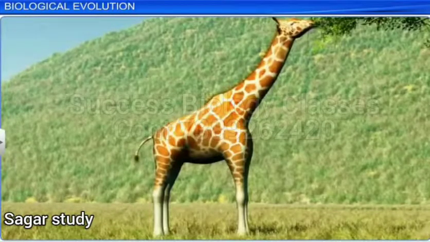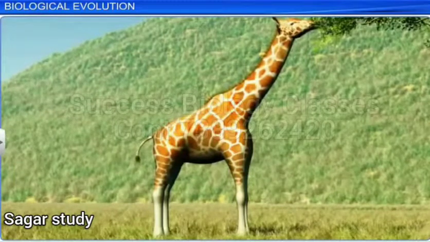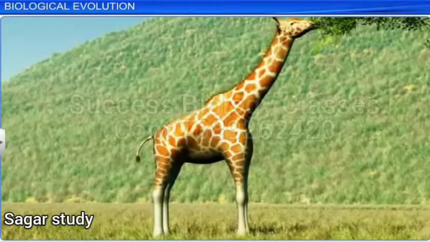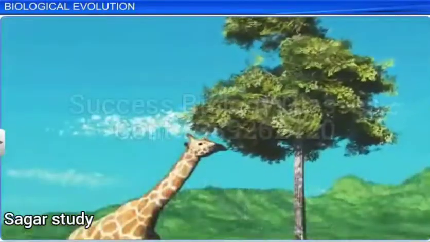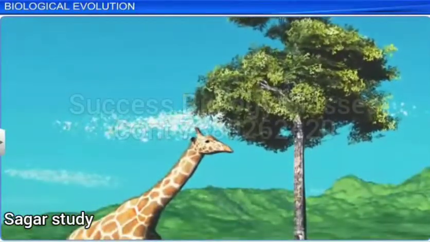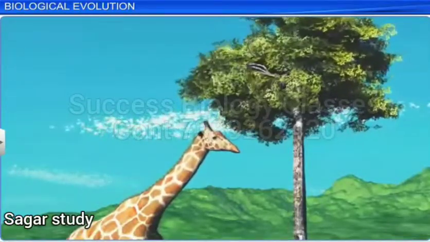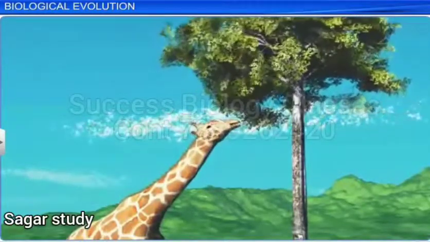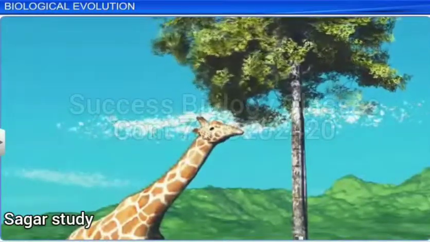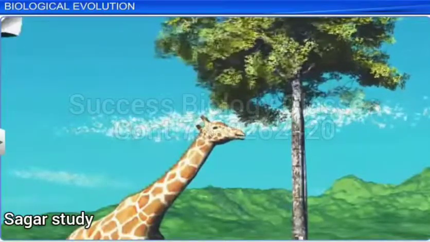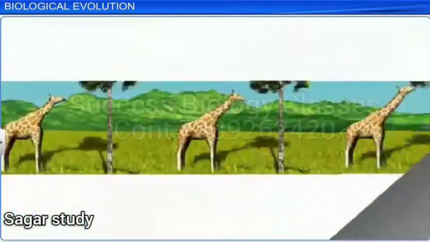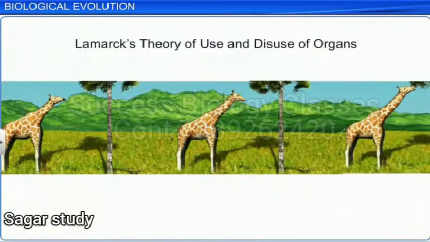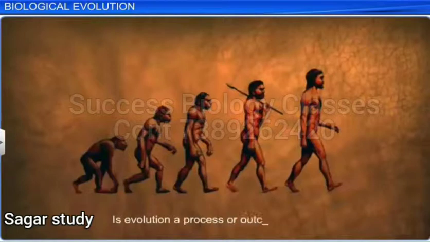Lamarck had conjectured that giraffes had adapted themselves and elongated their necks while trying to eat the leaves of tall trees. Over millions of years, giraffes had made optimum use of their necks and passed on the character of a long neck to future generations. Consequently, giraffes developed long necks over millions of years. However, Lamarck's theory about the use and disuse of organs is not accepted anymore. Evolution has always generated a lot of debate.